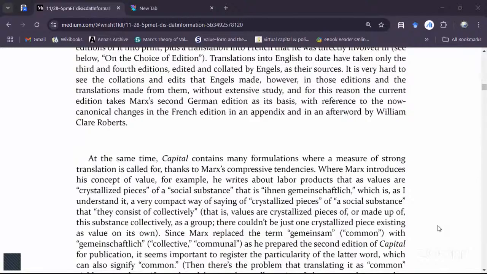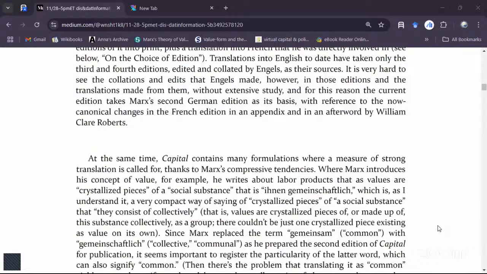Where Marx introduces his concept of value, for example, he writes about labor products that, as values, are, and I mentioned this yesterday, crystallized pieces of a social substance that is einen gemeinschaftlich, which, as I understand it, is a very compact way of saying that they consist of this substance collectively, that is, values are crystallized pieces made up of this substance collectively as a group. There couldn't be just one crystallized piece existing as value on its own. So this is the point of the crystallization. The crystallization is always social.